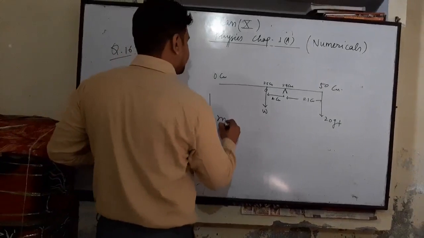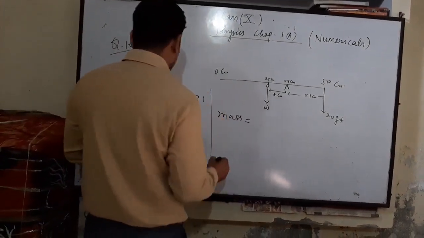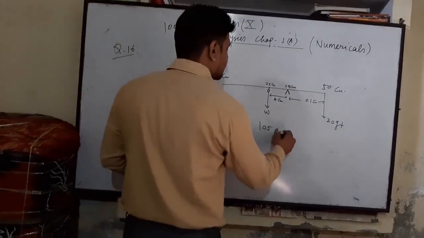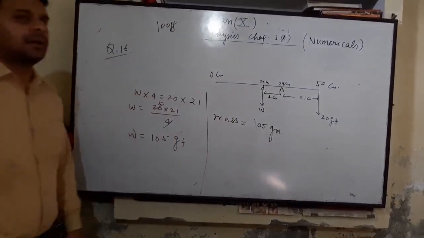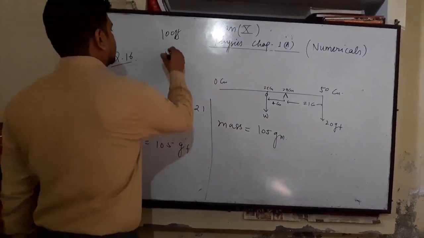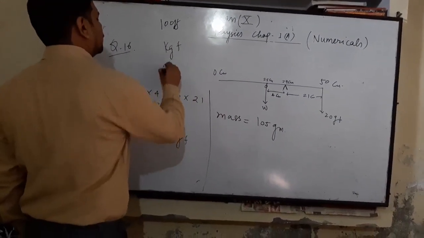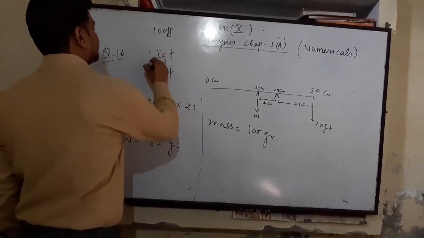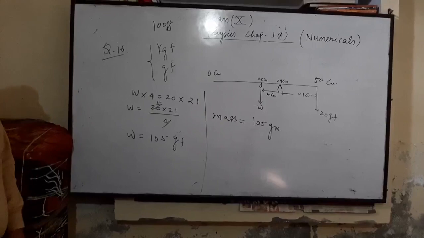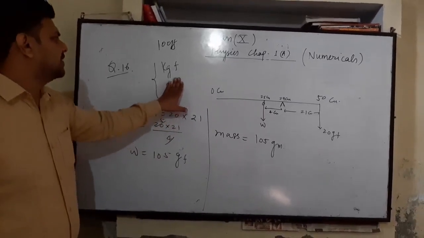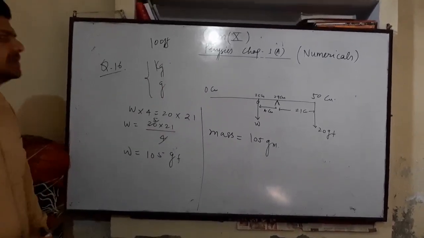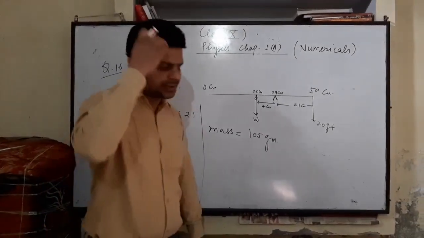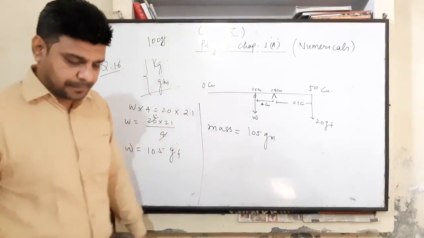Now mass, only remove this F from here. This is gram. Kilogram force and gram force are the units of weight or force. If we remove this F, then we will get the unit of mass, that is kilogram and gram. Then the mass of this rule is 105 gram.